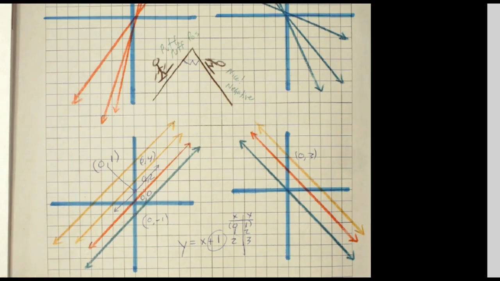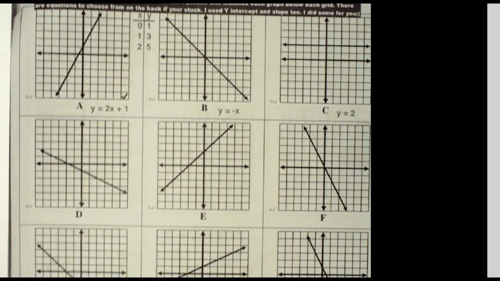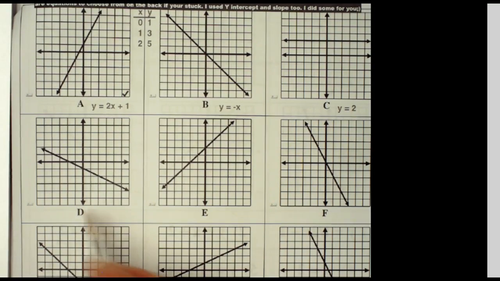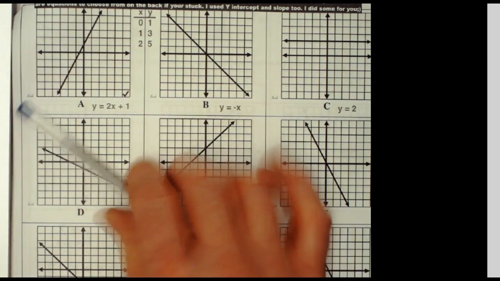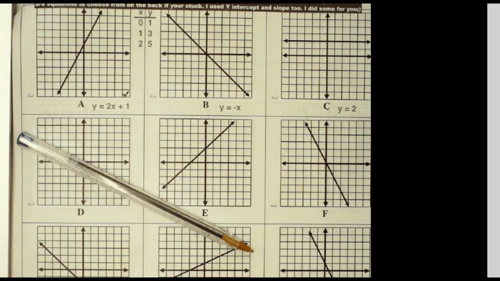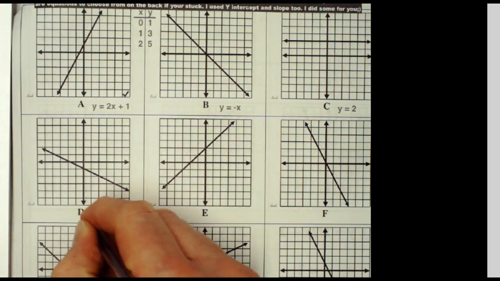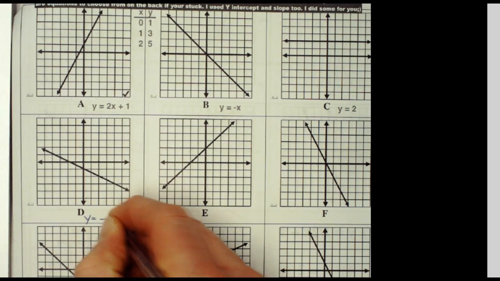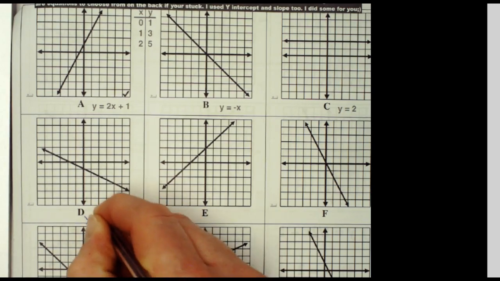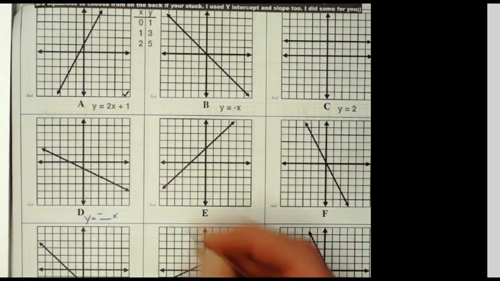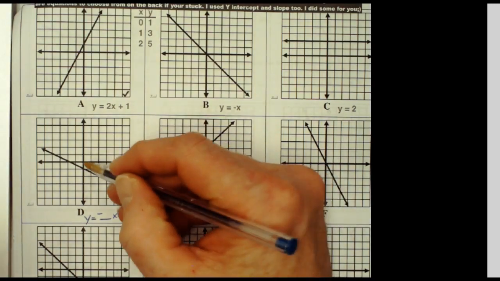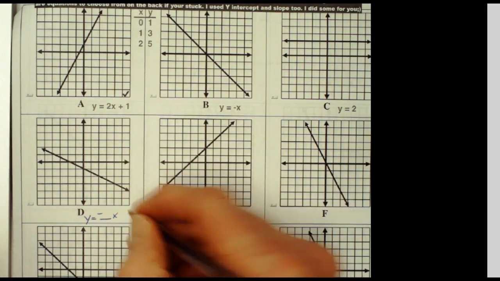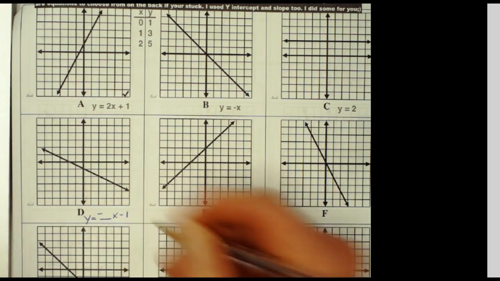All right, we're going to use this information now to work on this sheet here, which is kind of difficult. So looking at this first line, is this going to be a positive slope or a negative slope? Well, it's going this direction, so it's going to be a negative slope. So this is going to look something like this. It's going to be y equals something x, and it's going to be negative, and let's see, where does it go through the y-axis? At (0, -1). So this is going to be -1.